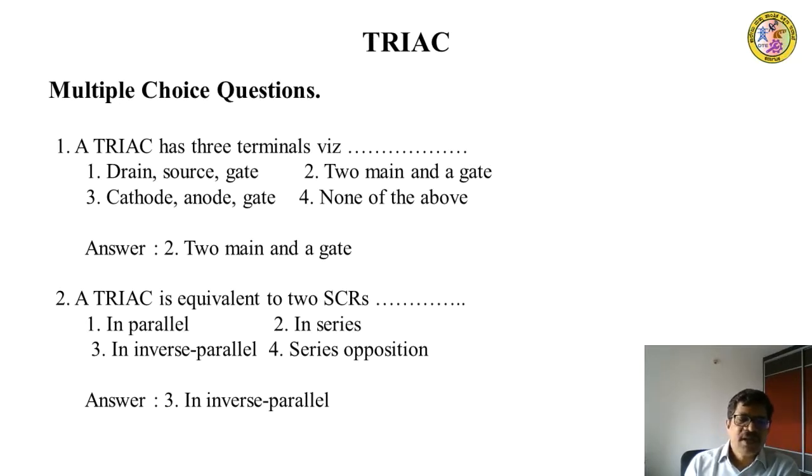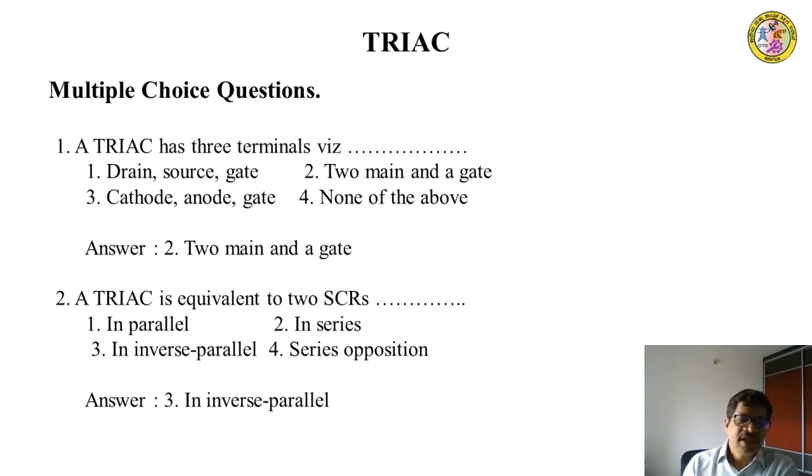Question 1. A triac has three terminals: 1. Drain, source, gate. 2. Two main and a gate. 3. Cathode, anode, gate. 4. None of the above. What is the answer? The answer is 2, two main and a gate.